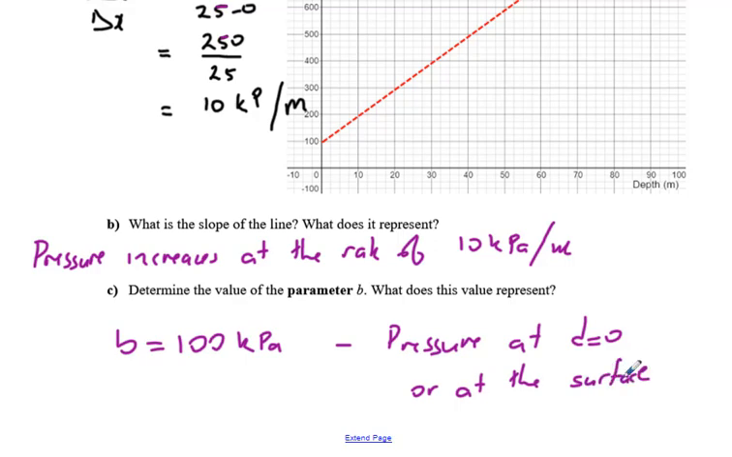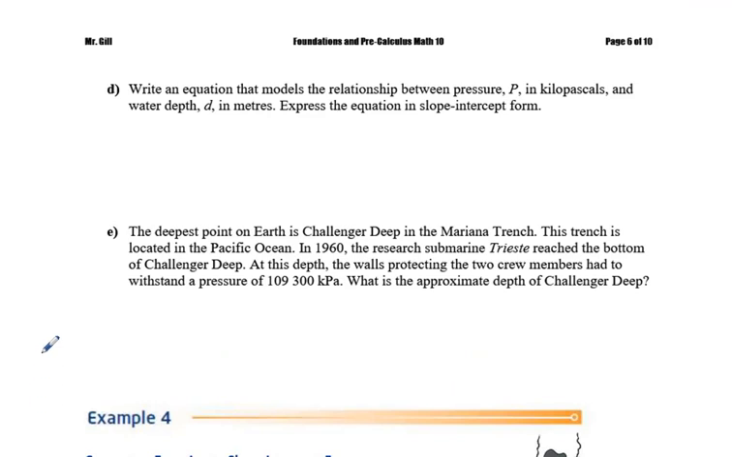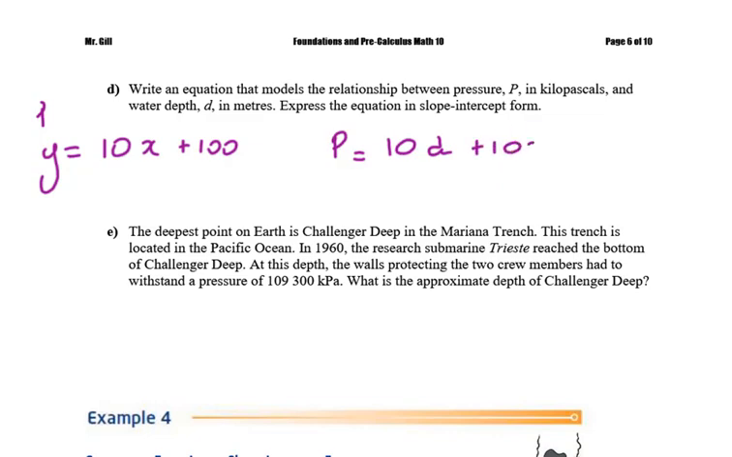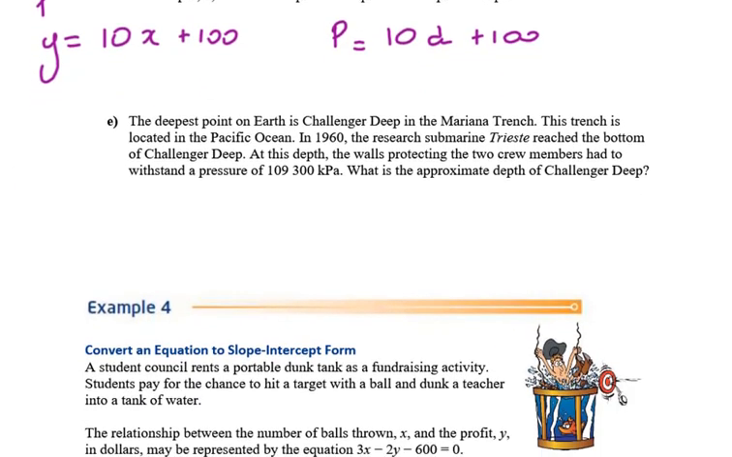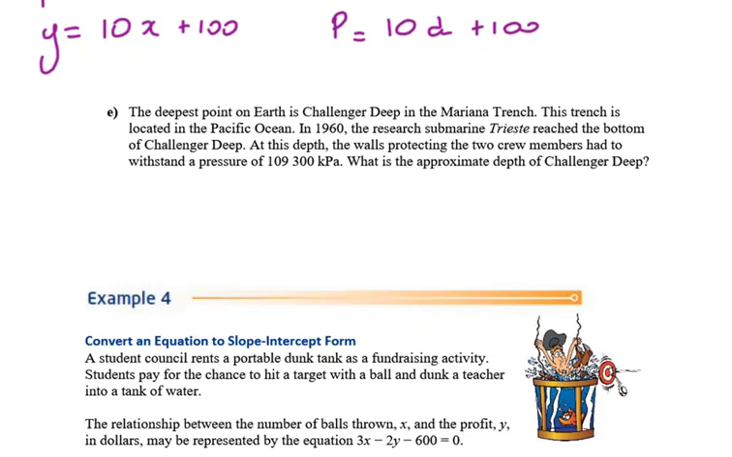Okay, so writing the equation. The equation is y equals 10x plus 100, isn't it? Now, if we use what we have there, P is what our y is, and we've got 10 times d, the depth in meters, plus 100 like that, don't we? Let's have a look at the next part here.